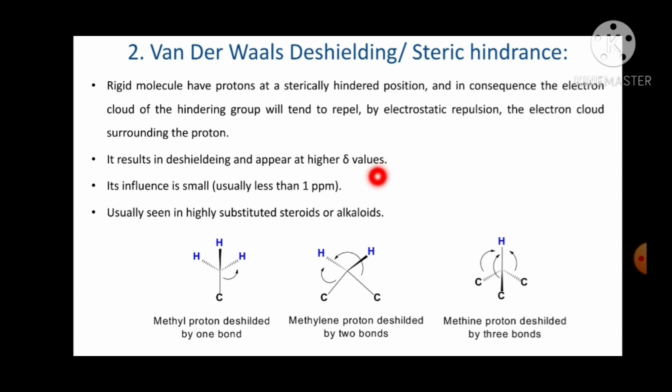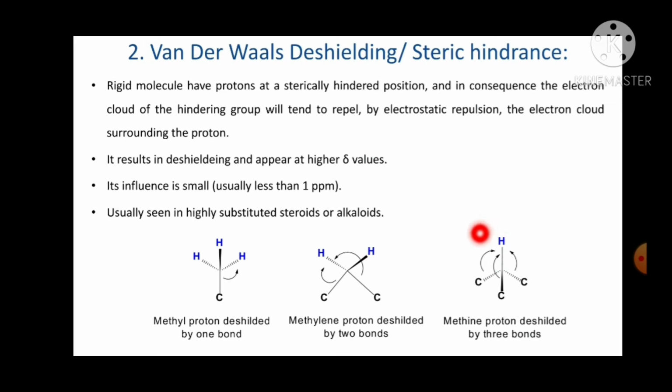Though this effect is usually very small, less than 1 ppm, it should be taken into consideration when we are analyzing such molecules. For example, this particular methyl proton is separated by one bond, then these methylene protons are deshielded by 2 bonds, and this methine proton is deshielded by 3 bonds. You can see this is more sterically hindered, so that's why these protons will be more deshielded compared to the other one.